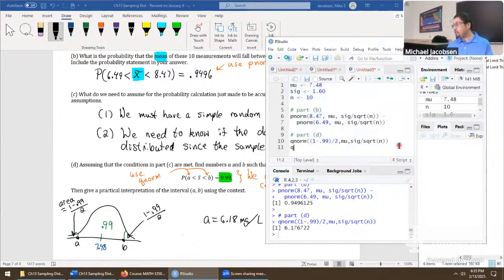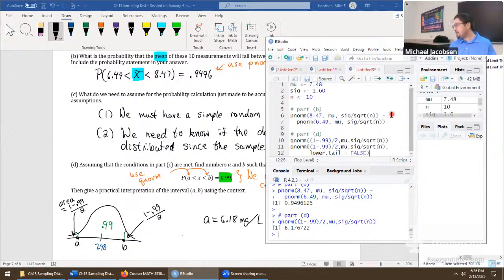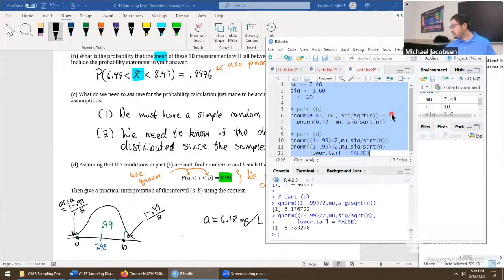So for the B value, we go q-norm again, 1 minus 0.99 halves, mu, sigma over square root of n. Now there's lots of things you could do here. You could use the complement rule or just control the direction. Our area is on the right tail, so we set lower.tail to false, and we'll be using right tail area to get B. So let me hit comment there, lower.tail equals false. Now let's take a look at this in the results.